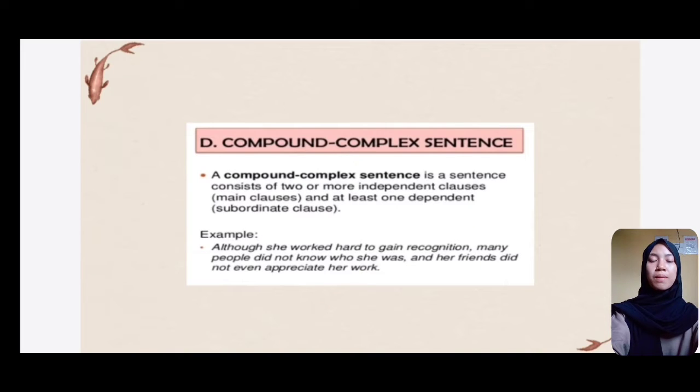D. Compound complex sentence. A compound complex sentence is a sentence consisting of two or more independent clauses, main clauses, and at least one dependent, subordinate clause. Example: Although she worked hard to gain recognition, many people did not know who she was, and her friends did not even appreciate her work.